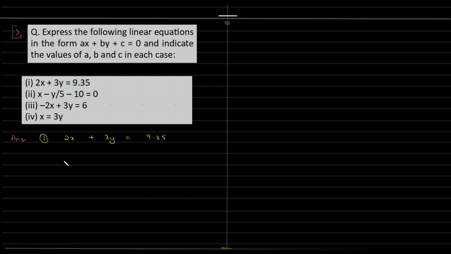So you can see you have x, y on the LHS side, but the constant is on the right hand side. So we can transpose it, we can shift it from right hand side to the left hand side. So this is plus 9.35. So when it gets shifted, you will have 2x plus 3y minus 9.35 being equal to 0.